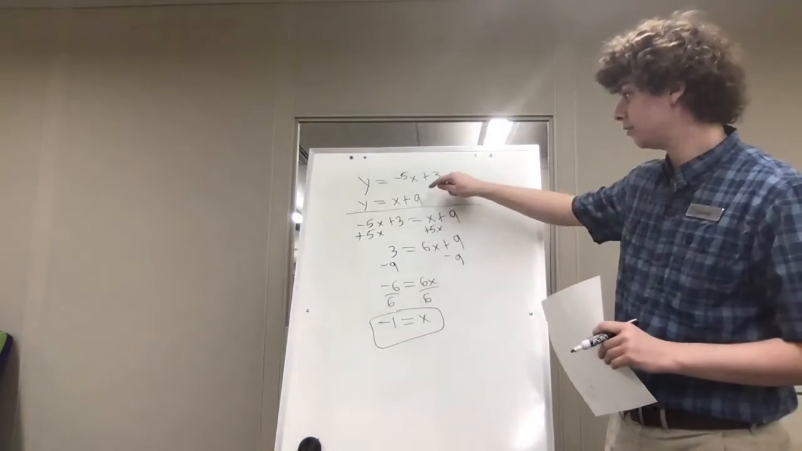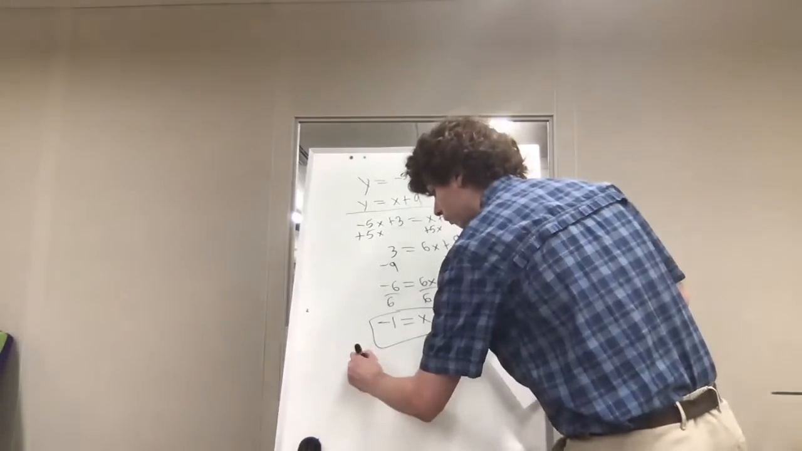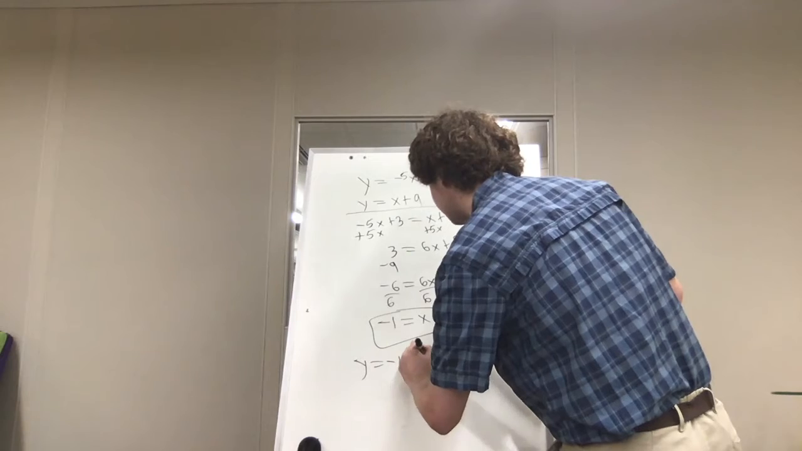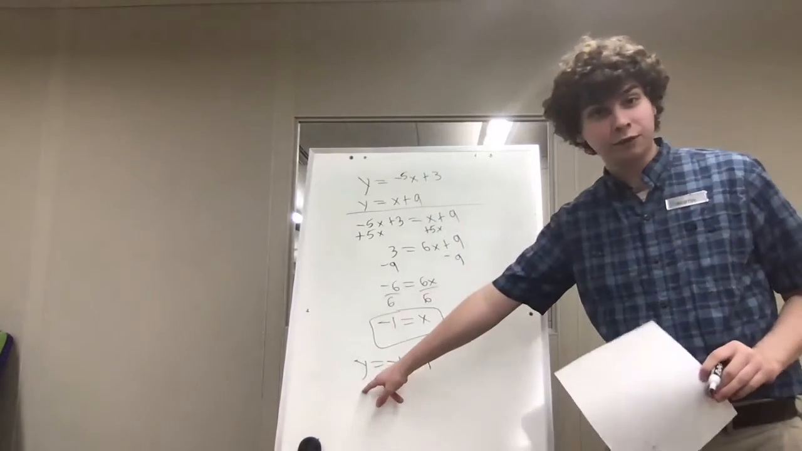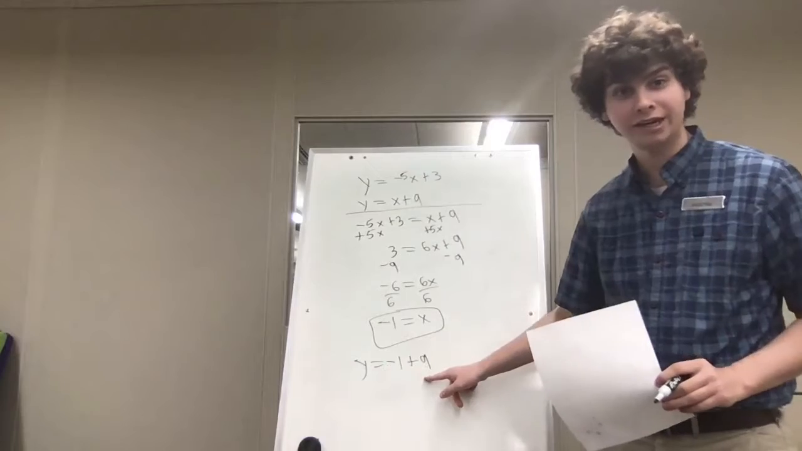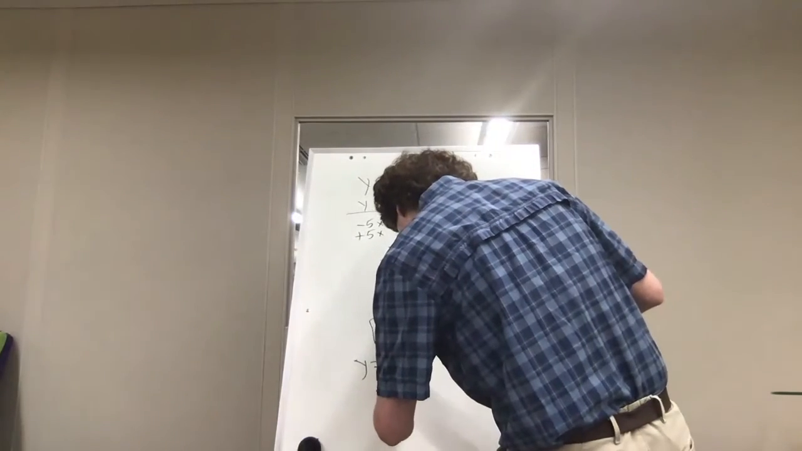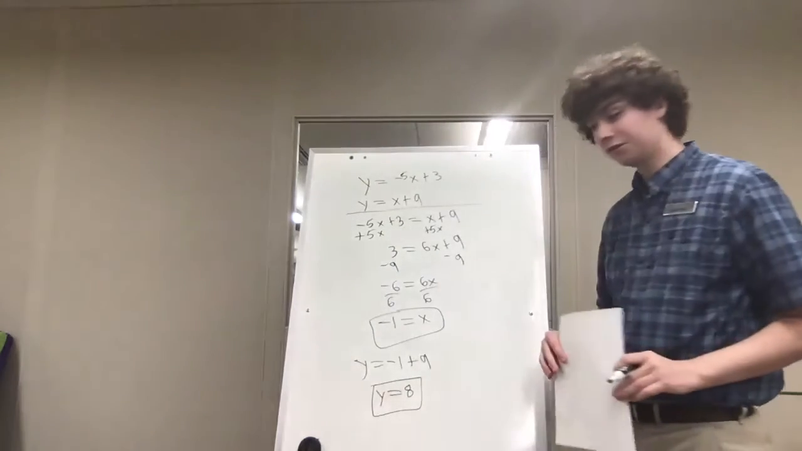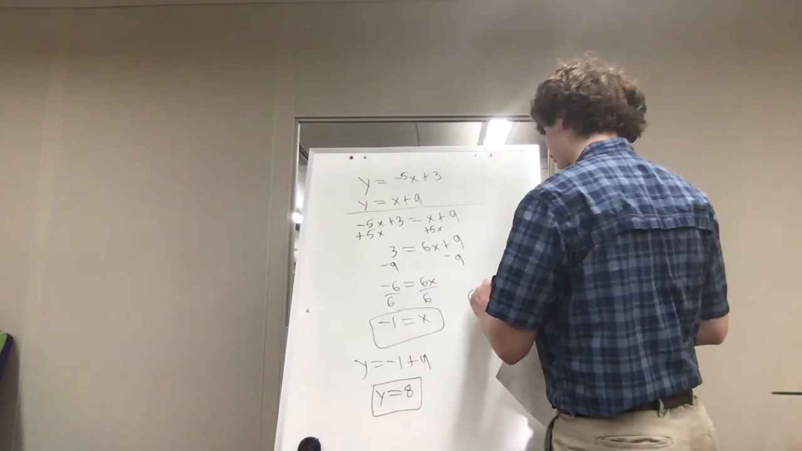So I'm gonna use the second one here. So I'm gonna say y equals negative 1 plus 9. And then just solve for y. So negative 1 plus 9 is 8. So y equals 8. So now I know my solution is going to be negative 1, 8.